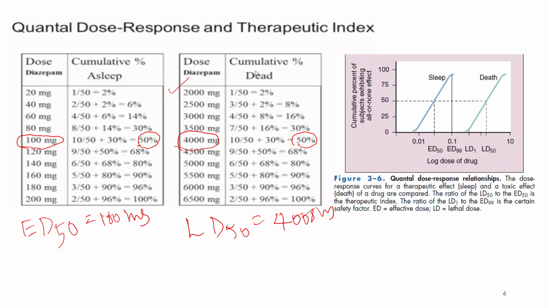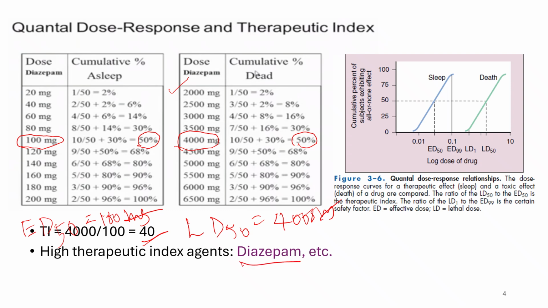When you calculate the therapeutic index, therapeutic index equals 4000 over 100, you get 40. That is the therapeutic index, and because there is no unit, the milligram will go away. You get a therapeutic index of 40. That's a higher therapeutic index, so that means the drug is safer. A good example here: diazepam has a higher therapeutic index. That means you have a wide margin, a higher therapeutic window.